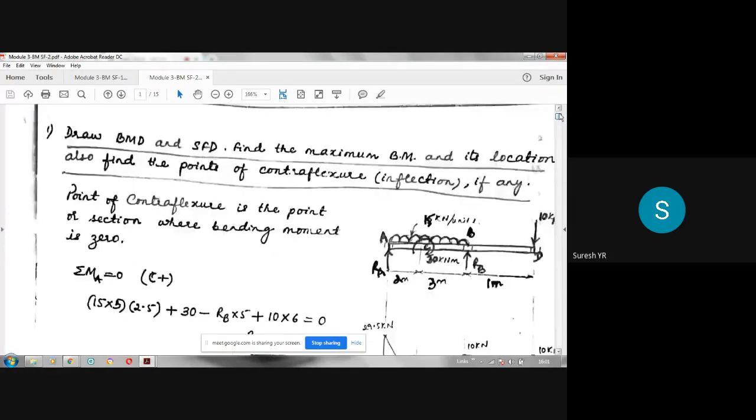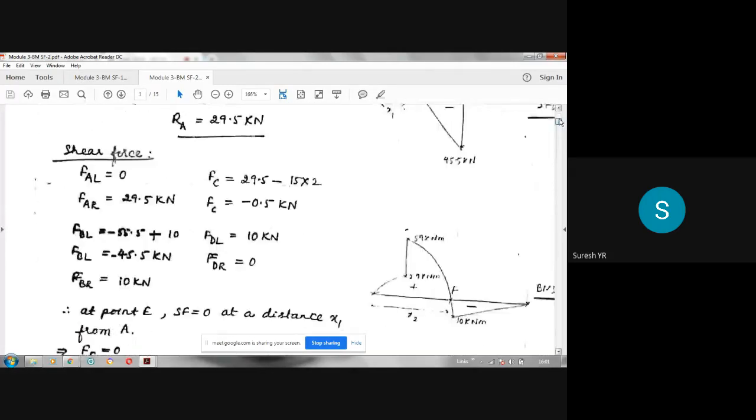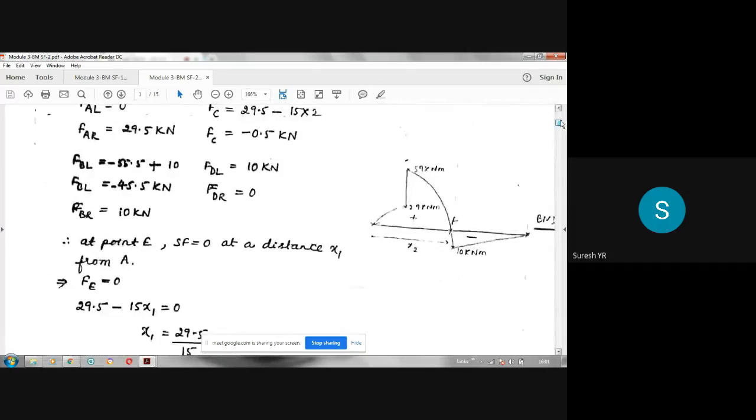I will tell you another method. You can try that today for the same problem. You can calculate the distance of this point of contraflexion by considering the right side also. I'll just give you the hint how to do that. You will get the same answer. I will take the distance from this point D to this F as x2, instead of taking from A as x2.